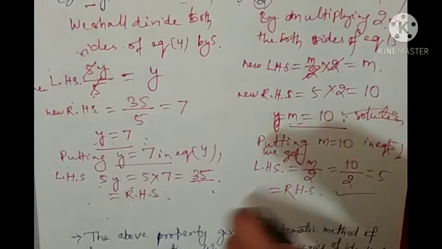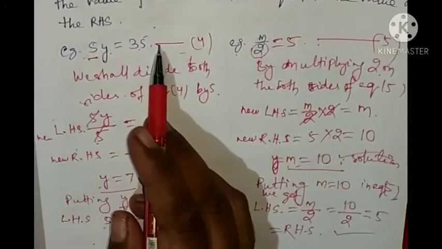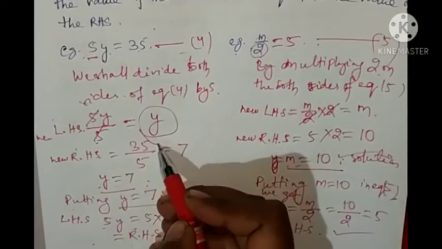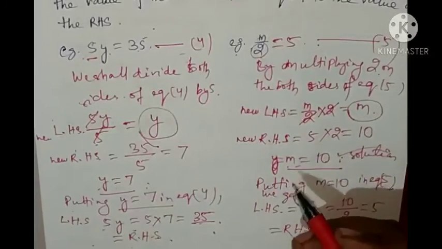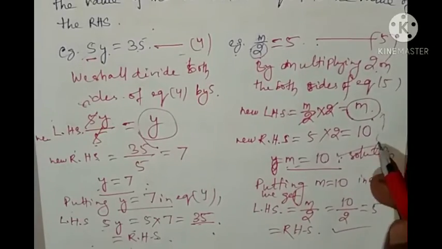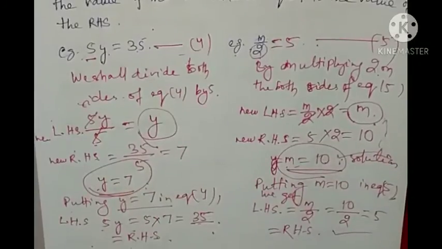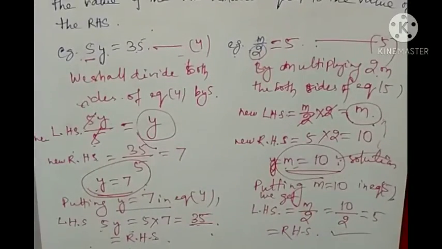We get only one variable on one side. Like here, 5y equal to 35, you got only one variable, that is y. Here also m by 2, on one side, LHS, one variable, that is m. So in the last step, you get the solution of the equation, that is m equal to 10, and y equal to 7. So this is the method of solving an equation.